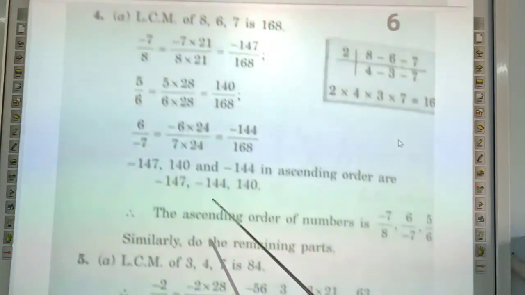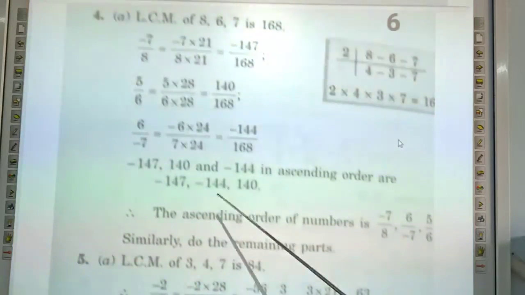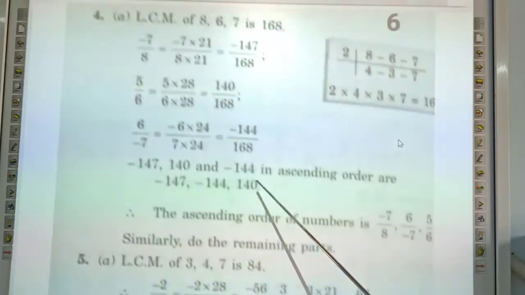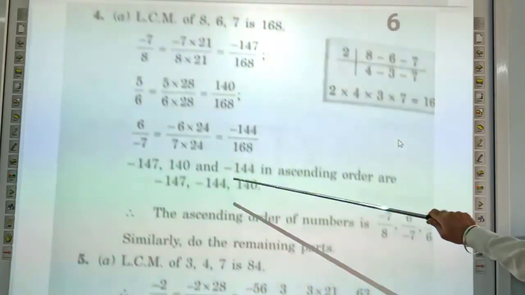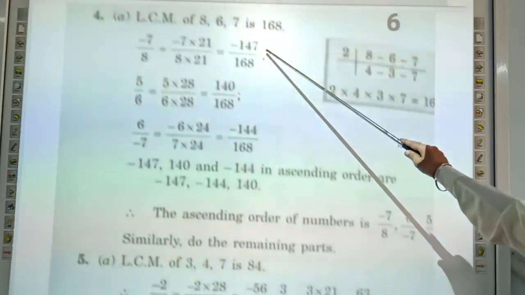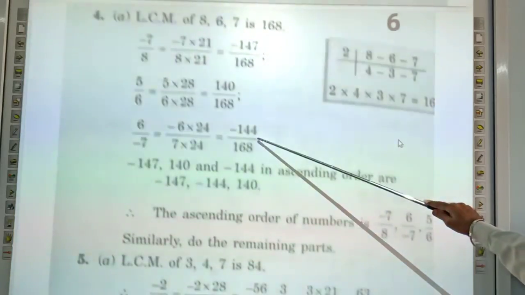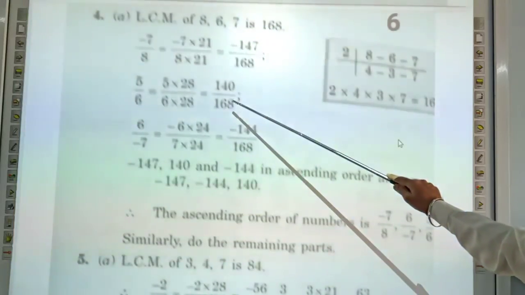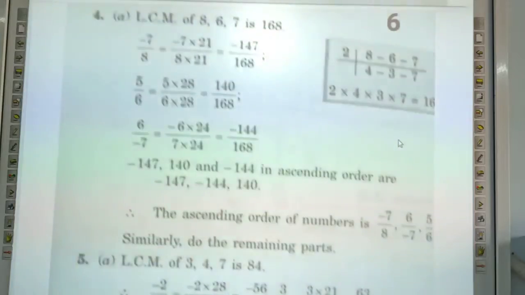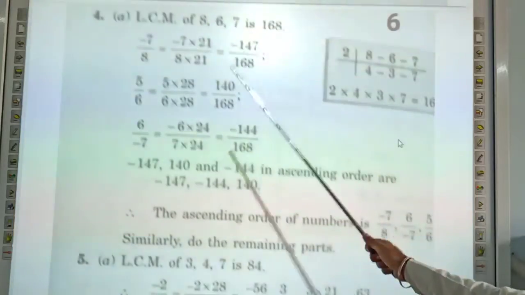and then write down the LCM 168 as the denominator. You will get minus 147 upon 168, minus 144 upon 168, 140 upon 168. So in this way you will arrange them in ascending order. Smallest is minus 147 upon 168, then second, minus 144 upon 168, and third we have 140 upon 168. And then write down the rational numbers for which we have calculated these products.